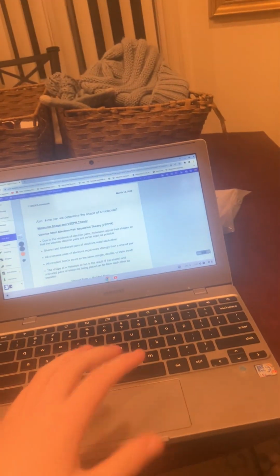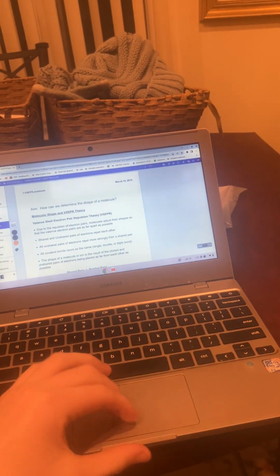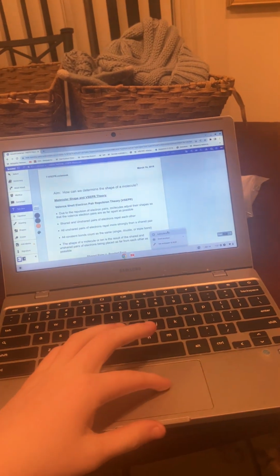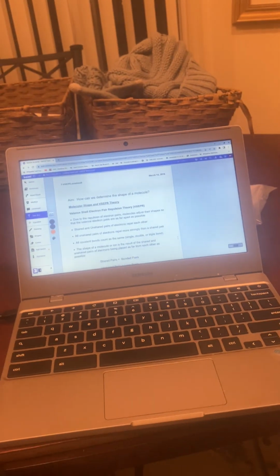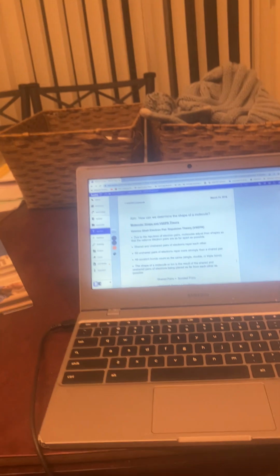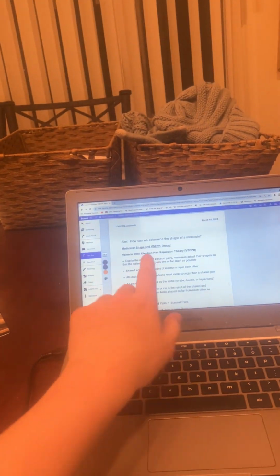So today we are going to be talking about lesson 6.7. Lesson 6.7 of chemistry honors is molecular geometry. So it's not the geometry that we're used to. It's rather the geometry of how bonds are made.